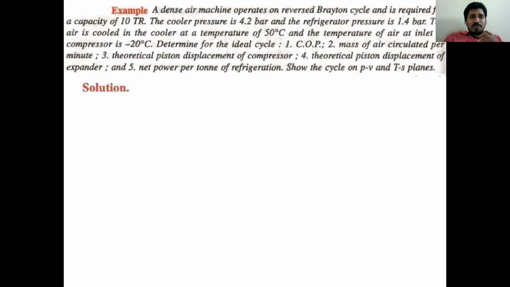Next one is net power per ton of refrigeration. This is a different objective. Net power means the amount of work input required. That means W net, WC minus WT. That is called net power or net work input required. So this value we need to calculate. Along with that, they clearly mentioned that net power per ton of refrigeration, the per TR value, has to be calculated. I'll tell you how that value is to be determined.